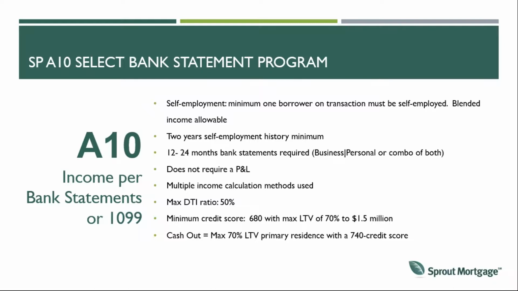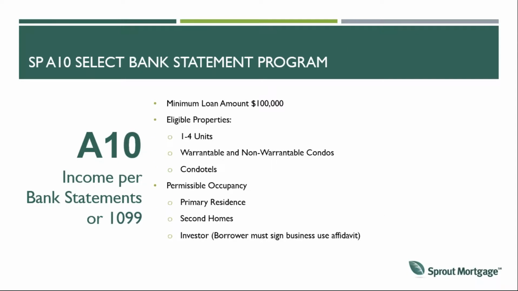Minimum credit score is 680 with a max LTV of 70%, going up to a loan amount of $1.5 million. If we're doing cash out, the max LTV is going to be 70% on a primary residence with a 740 credit score. Minimum loan amount for the A10 is $100,000.